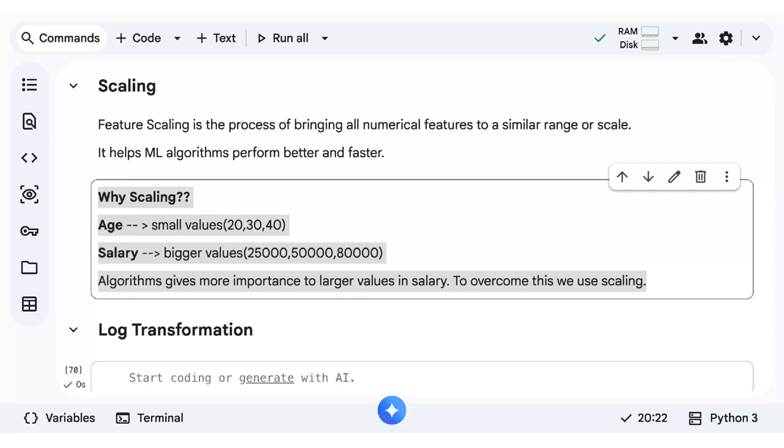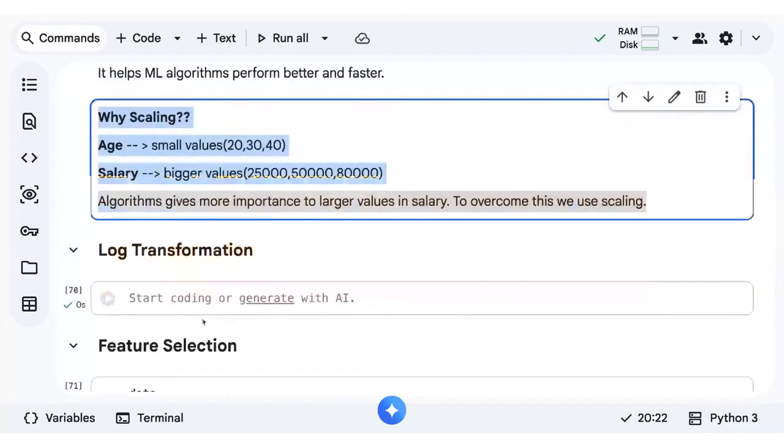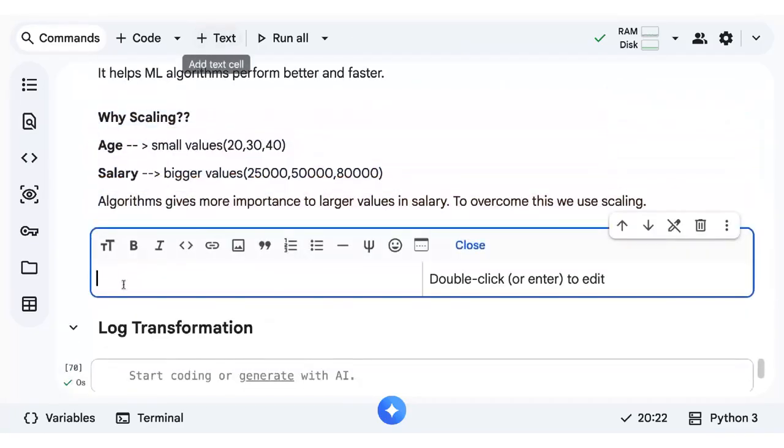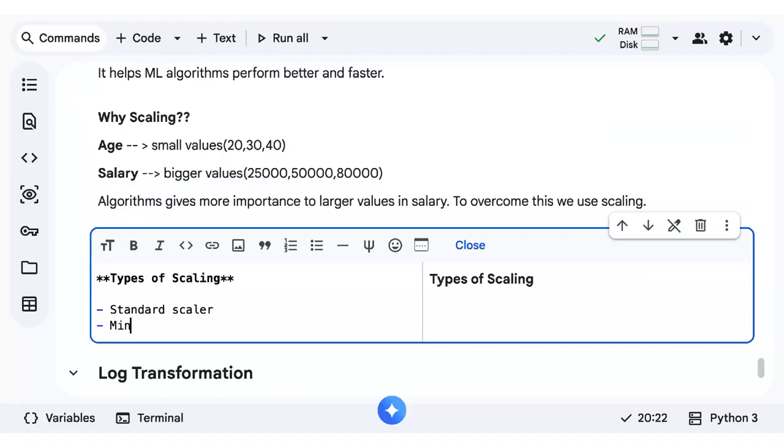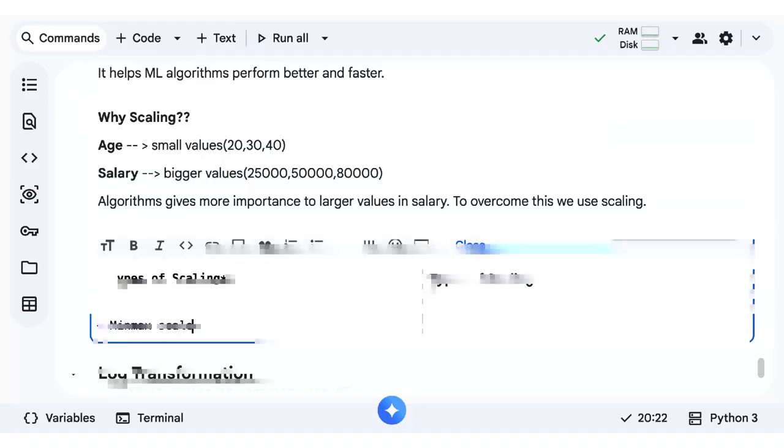So two types of scaling. The first one we call a standard scaler, or standardization, or z-score scaling. So types of scaling: standard scaler, min-max scaler. Okay.